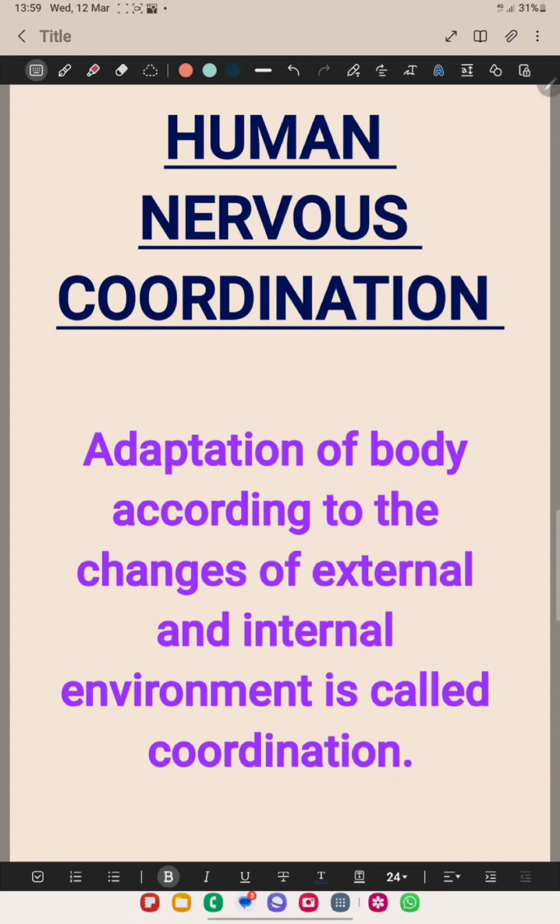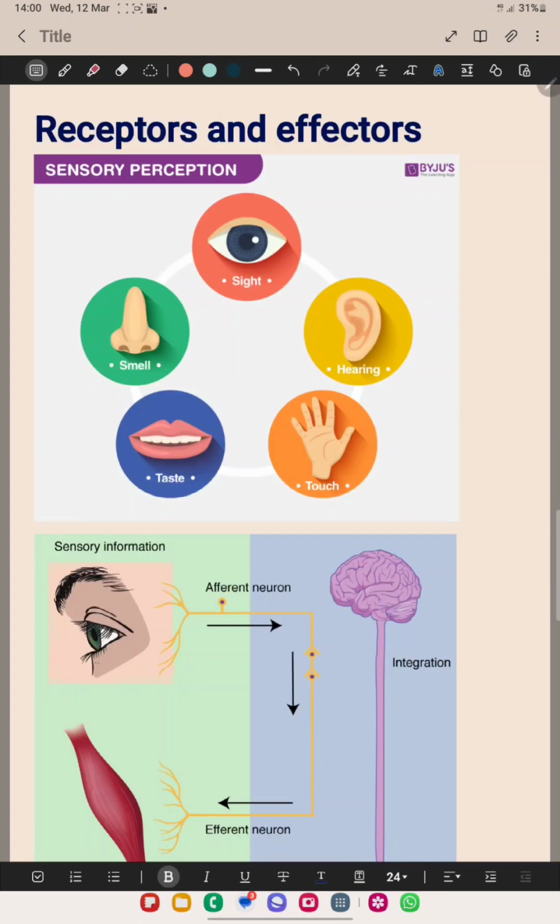Adaptation of the body according to the changes of the external and internal environment is called coordination. The changes that take place in the external environment, which are detectable by the sensory organs, are called a stimulus. These stimuli are perceived by receptors.